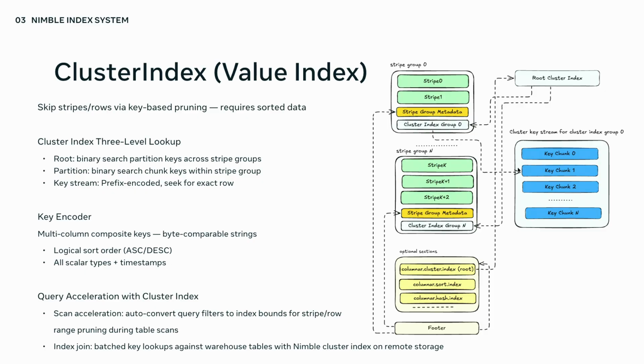For example, if the query has a where clause, say the user ID equal to 123 and the timestamp is greater than a certain date range, we will convert it to the index bounds with the upper bound and lower bound. And then during the scan, we can just do filter pruning on the stripe and the row range and only load and decode the matched row ranges.